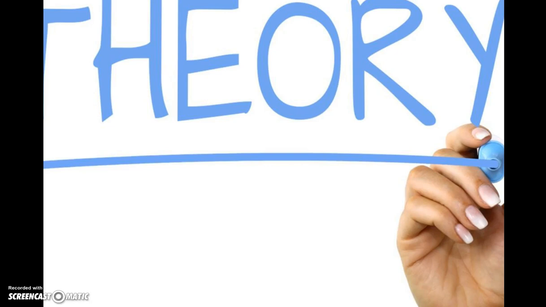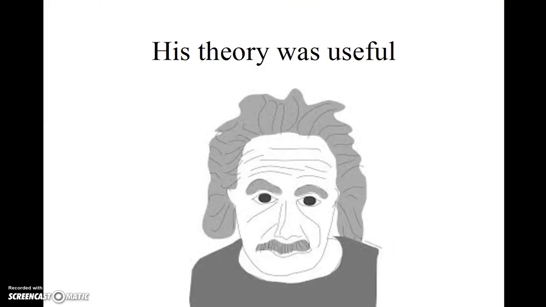Don't use the word accurate to describe a theory. Albert Einstein gave us a useful theory. We were able to make nuclear reactors and nuclear weapons. Theories are useful. They're not accurate.